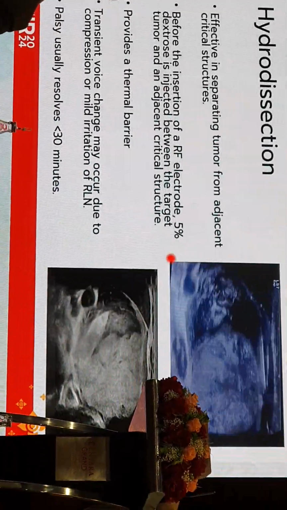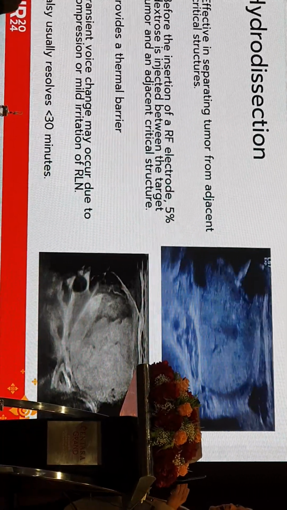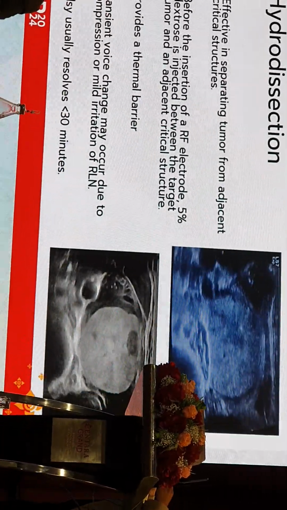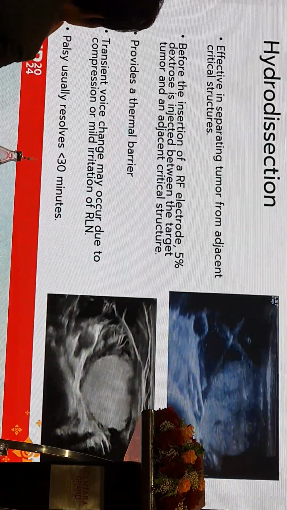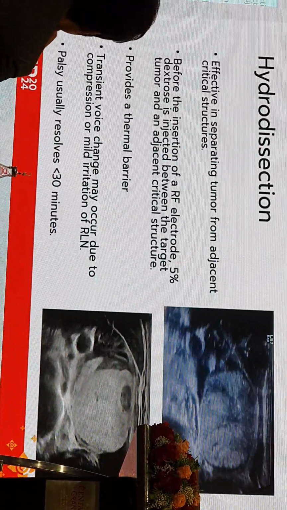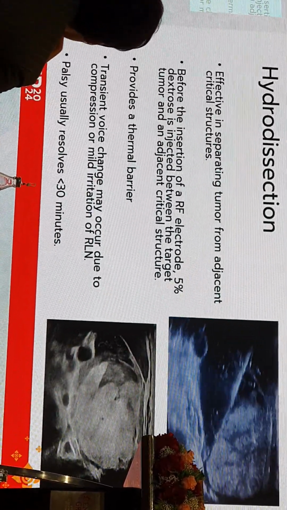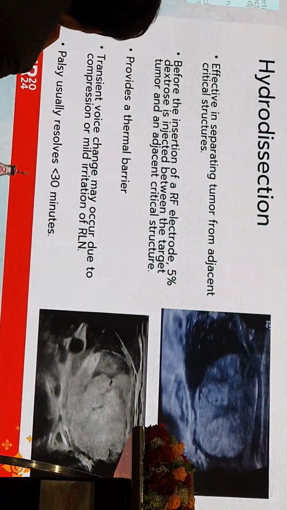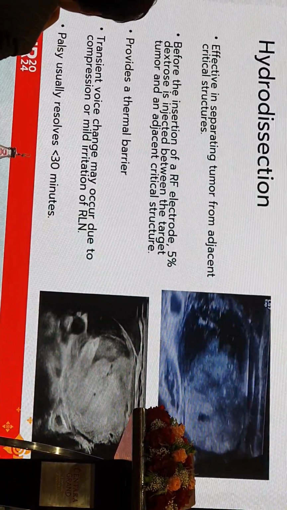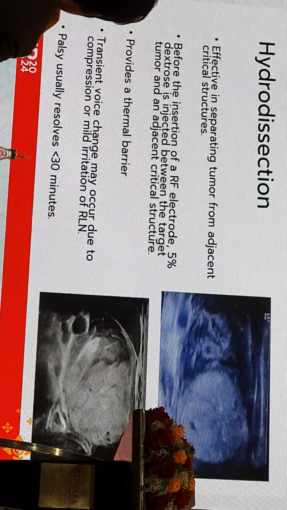And sometimes even with the pressure, some patients may have some voice change during the procedure, but it usually gets over. How do you get to know that? Because it has started before the ablation starts. So usually when you complete the procedure, the palsy goes off.